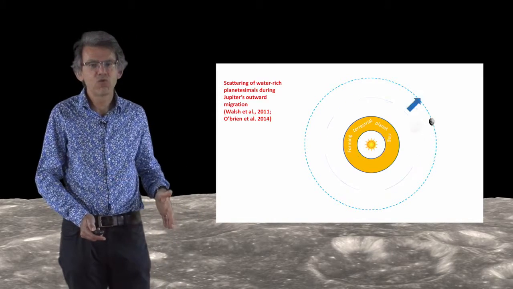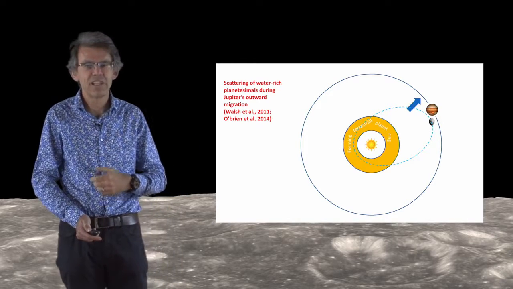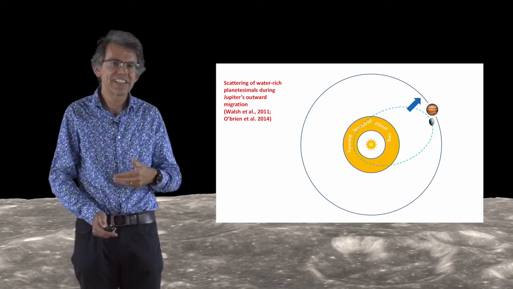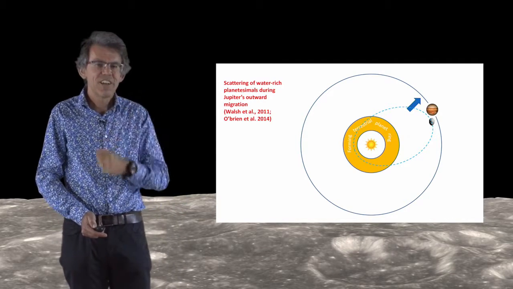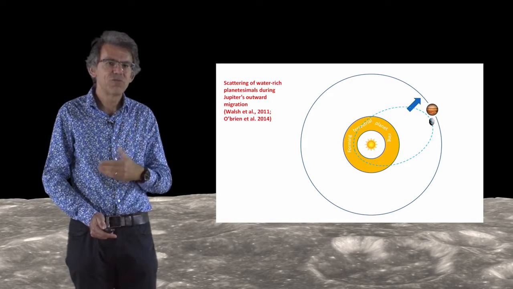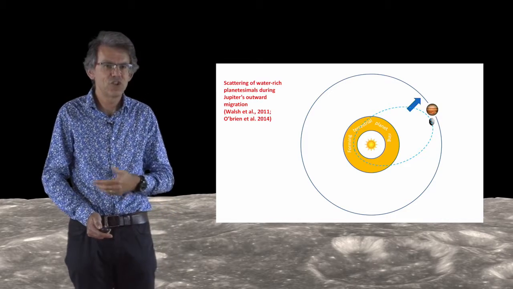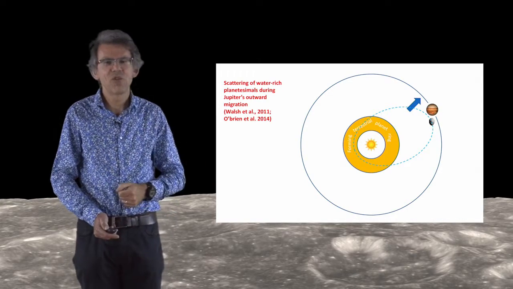By migrating outward, Jupiter encountered these planetesimals originally located beyond its orbit and scattered some of them on eccentric orbits that intersected the forming terrestrial planet ring. Now, these orbits, if they stayed in this configuration, would still cross the orbit of Jupiter. Then Jupiter would eject these planetesimals in a very short time, before they have a chance to deliver their material to the growing terrestrial planets.